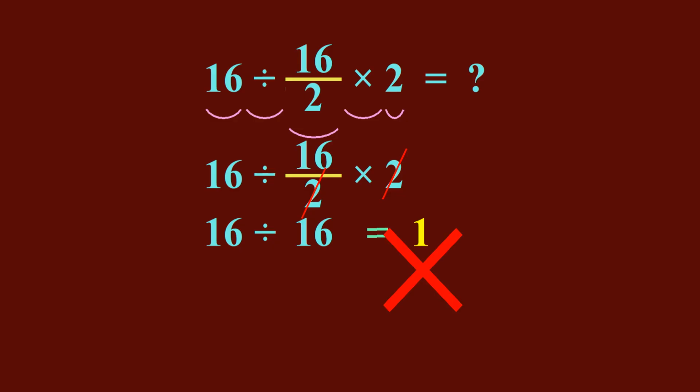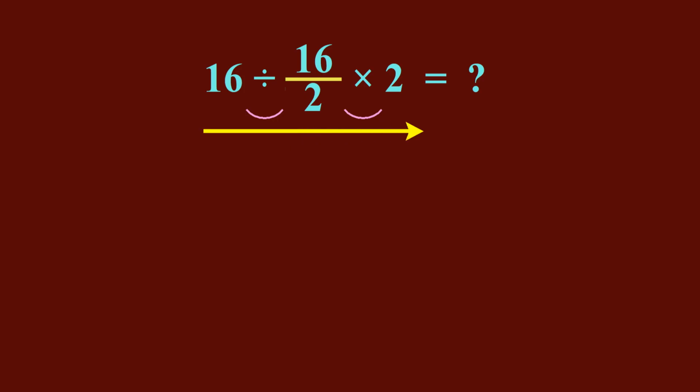But this answer is not correct because according to the order of operation, multiplication and division have equal priority, and we have to work from left to right. So we have to do this division first, then this multiplication. If you do this multiplication, then this division, it's wrong. So we have to do this division first.